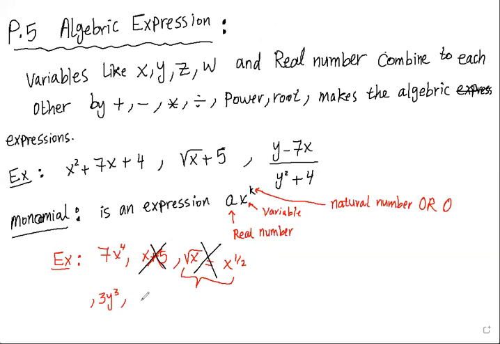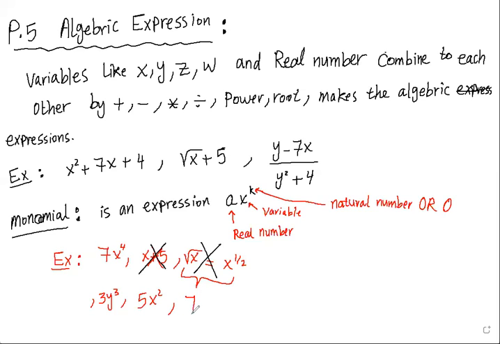Perfect. Here, Christopher said 5x squared. This is true. This is also a monomial. Why? I have a real number, I have a variable, and I also have a natural number, the power.